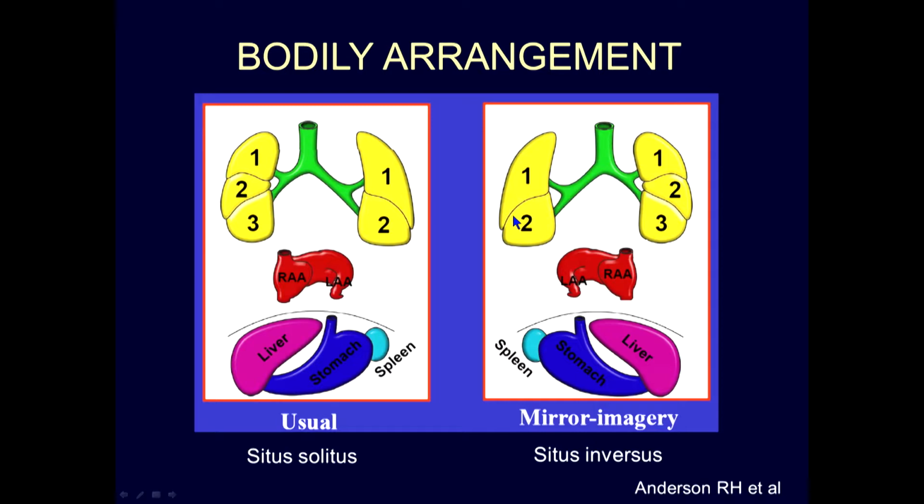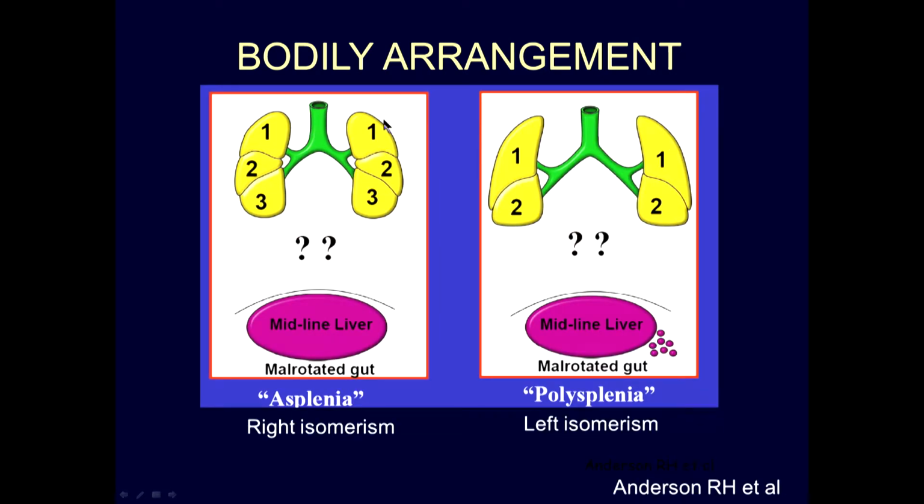Body arrangement is usually concordant with atrial arrangement. This is the usual arrangement you can see here: 3-lobed right lung, short bronchus, 2-lobed left lung, and long bronchus, and liver on the right, and stomach and spleen on the left. The opposite situation is mirror imaged, so-called situs inversus. Sometimes you can see a right isomerism, bilaterally 3-lobed lungs and bilaterally short bronchus. And this is the left isomerism associated with polysplenia, with bilaterally long bronchus and bilaterally 2-lobed lungs.